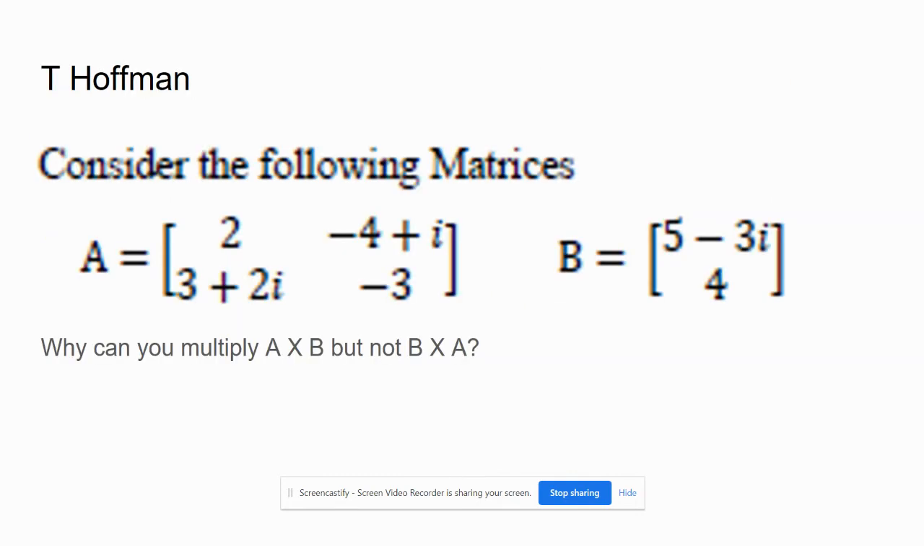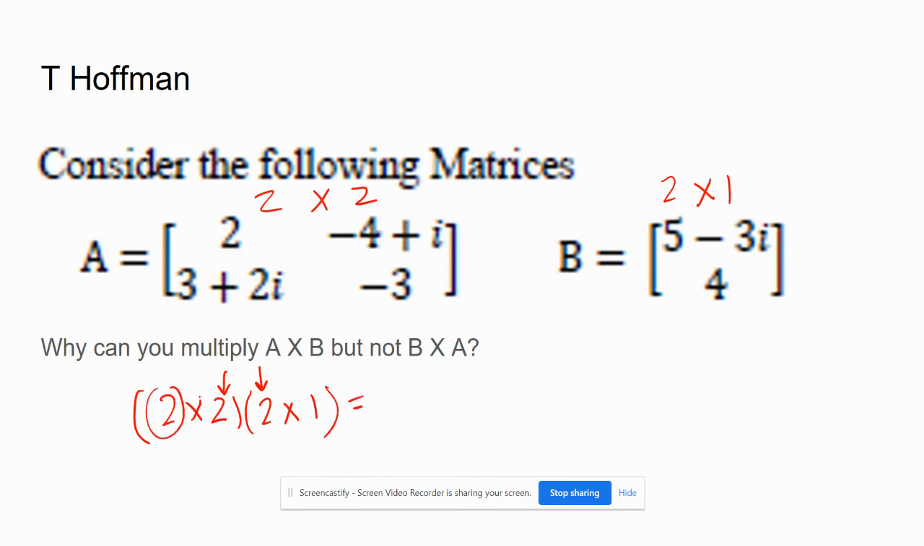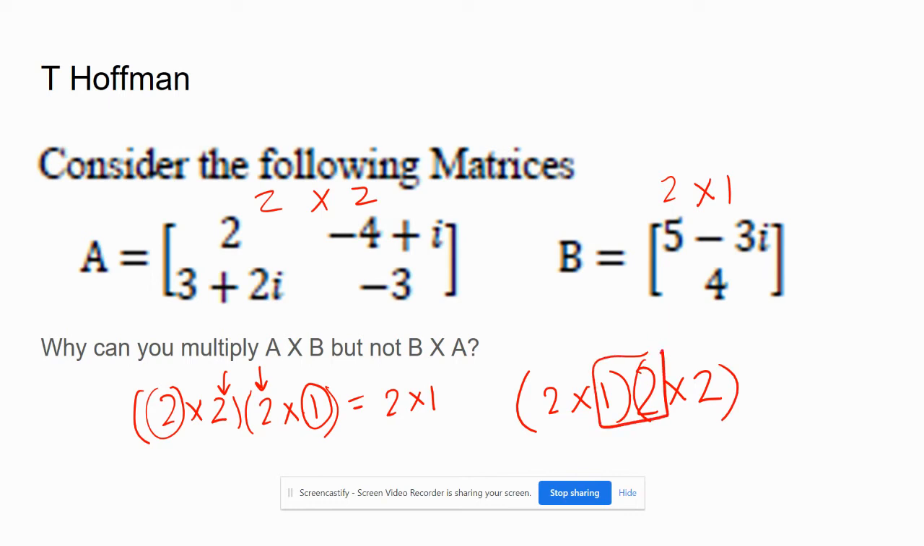All right, so working on this guy. Why can you multiply A times B but not B times A? So A is a 2 by 2, and this is a 2 by 1. So A times B would be 2 by 2 times 2 by 1. The 2 and the 2 match, so you can rock and roll, and you'll end up with an answer that's a 2 by 1. The final matrix when you do A by B would be 2 by 1. Now, B times A would be 2 by 1 times a 2 by 2. Sorry, I'm struggling. These guys don't match, so they can't work inversely, so it can't work backwards.